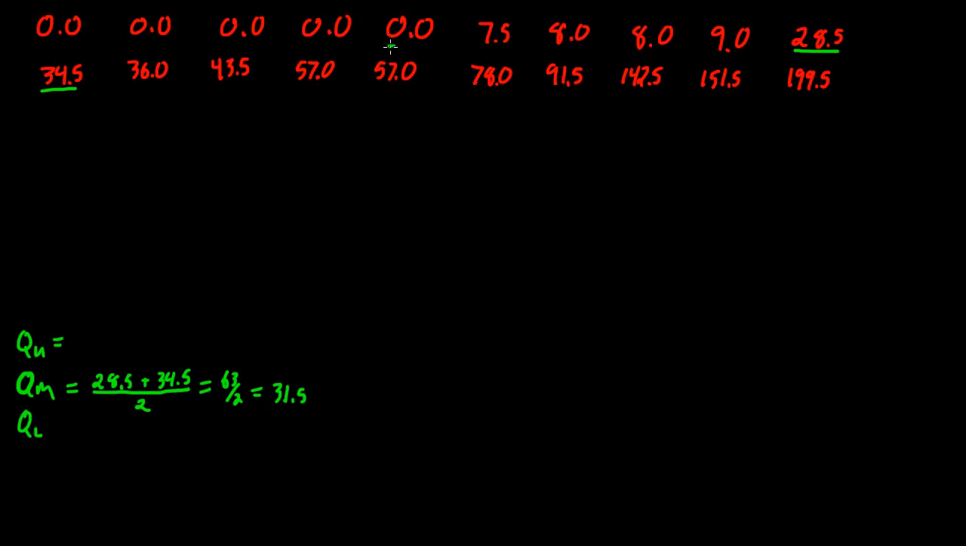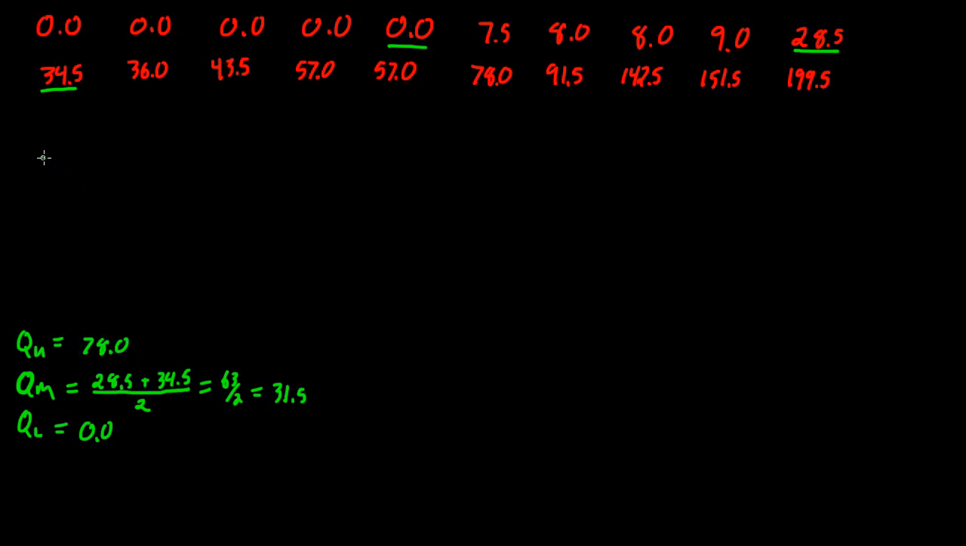So our 0.0 is going to be our Q lower. So we're going to have QL is equal to 0.0. And for our Q upper, we just need to find the middle of these 9 data points. So we have 1, 2, 3, 4, and 5. So we have 78.0 for our Q upper.